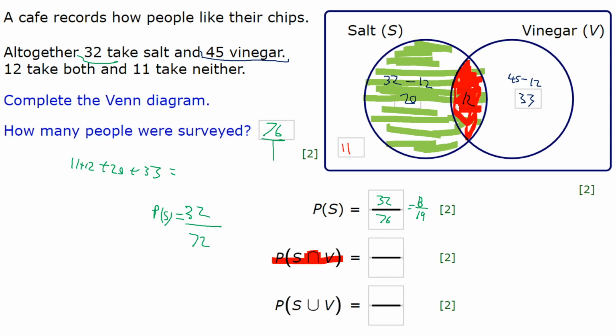And we know that the probability is going to be 12 over 76, which simplifies to, if you want to, 3 over 19. Okay?